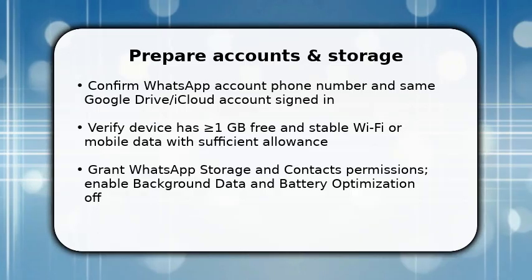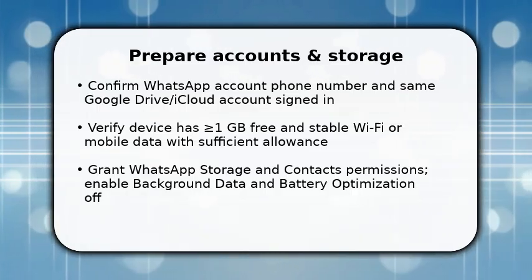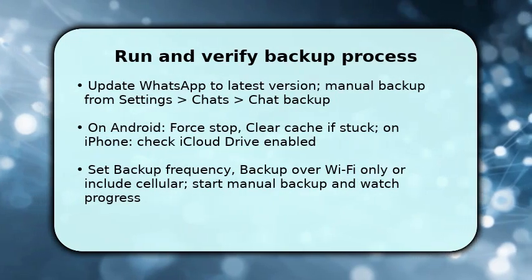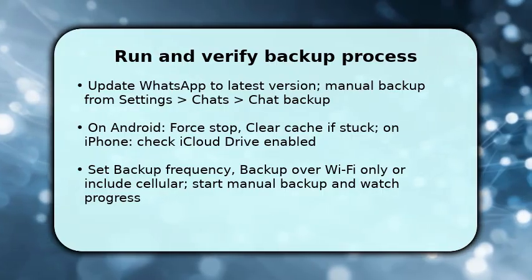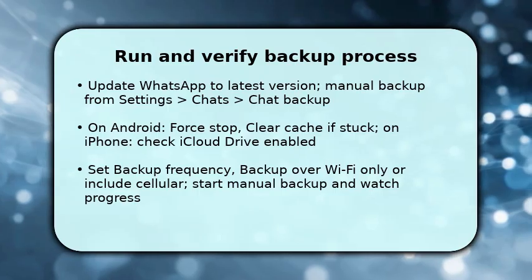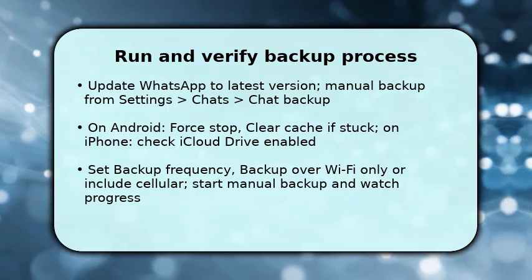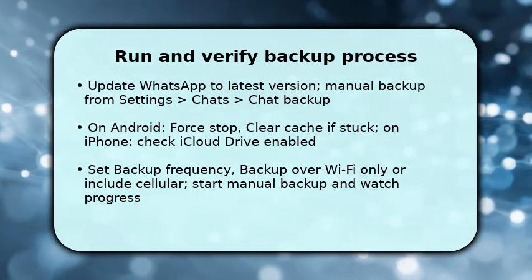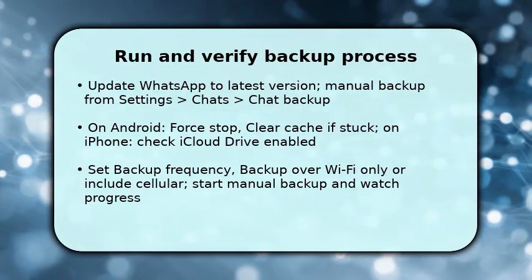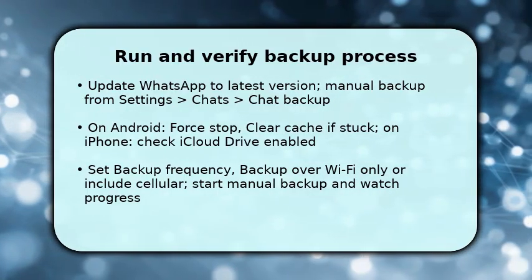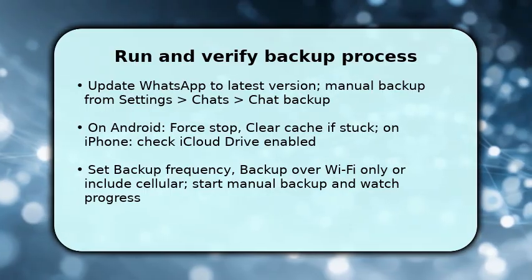Now execute the backup. Update WhatsApp, go to Settings, Chats, Chat Backup, and tap Backup. If progress stalls on Android, force stop, clear cache, then reopen and retry. On iPhone, ensure iCloud Drive and WhatsApp toggles are enabled. Adjust frequency and choose Wi-Fi only if you need to save data, otherwise include cellular.